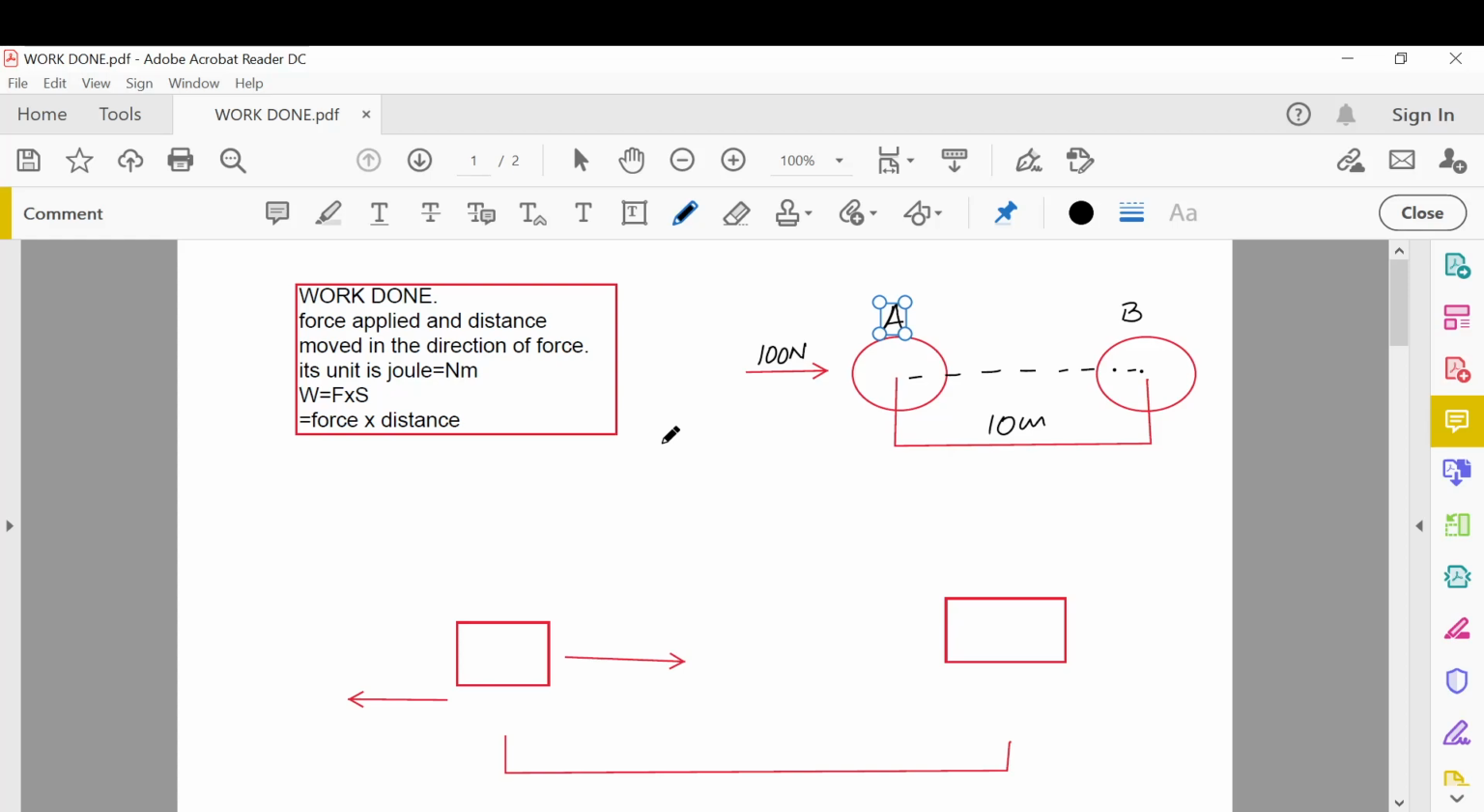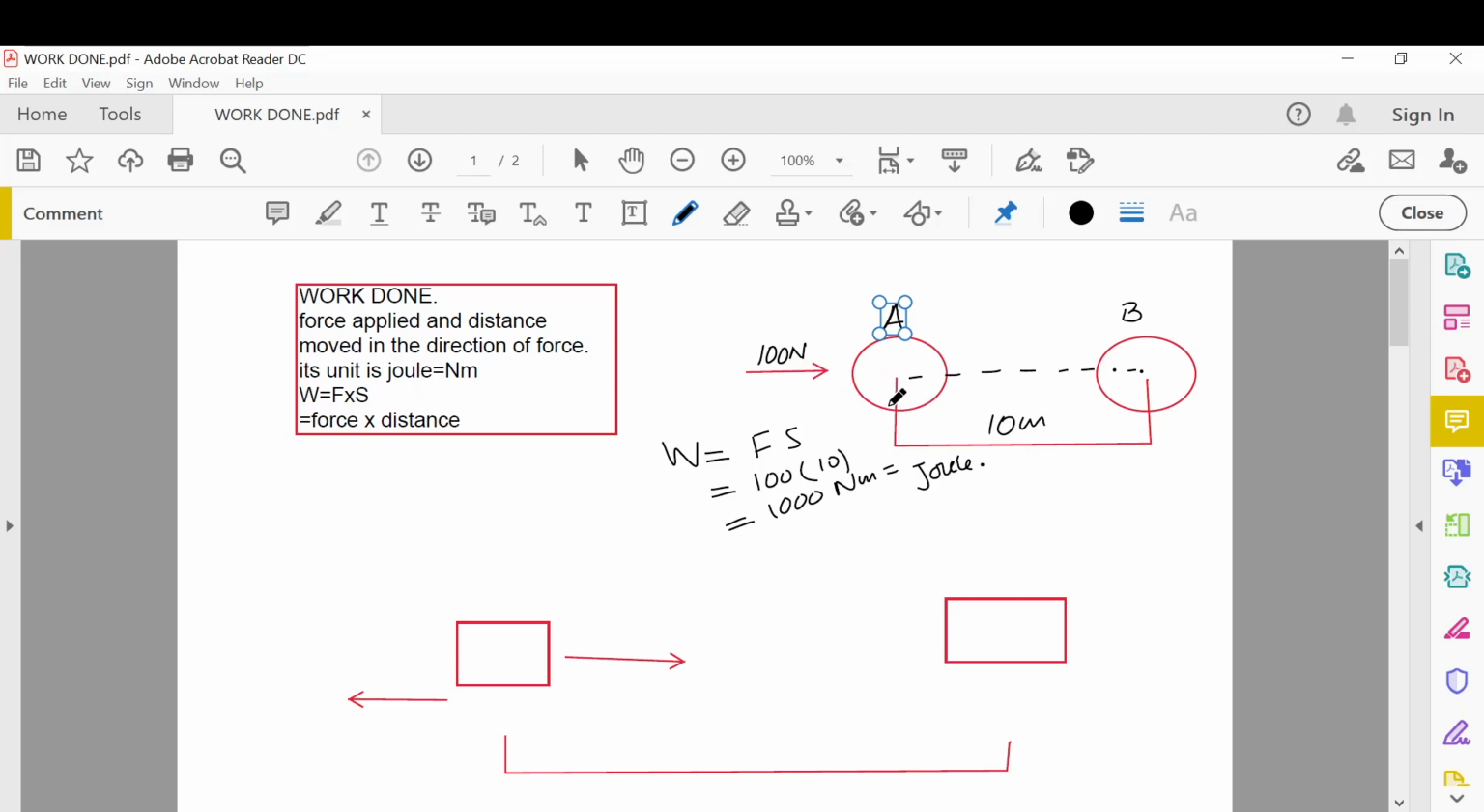Then the work done will be W is equal to F into S. Now this was the direction of the force and the distance was also covered in the direction of force, so we can apply this formula. The force is 100 Newton and the distance is 10 meter. We get 1000 Newton meter, or more accurately, joule. So 1000 joule work is done by this force.